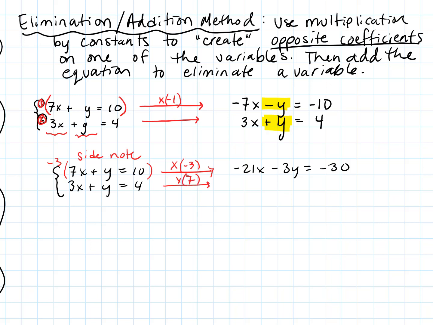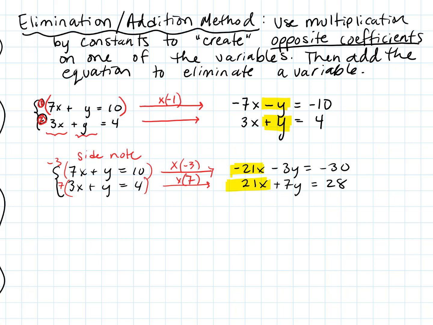So I could have multiplied this whole equation by +7. That would have given me +21x plus 7y equals 28. I just want to show that we could have done that. That would have created opposite coefficients on the x's. So notice I have -21 and +21. So I could have done that.